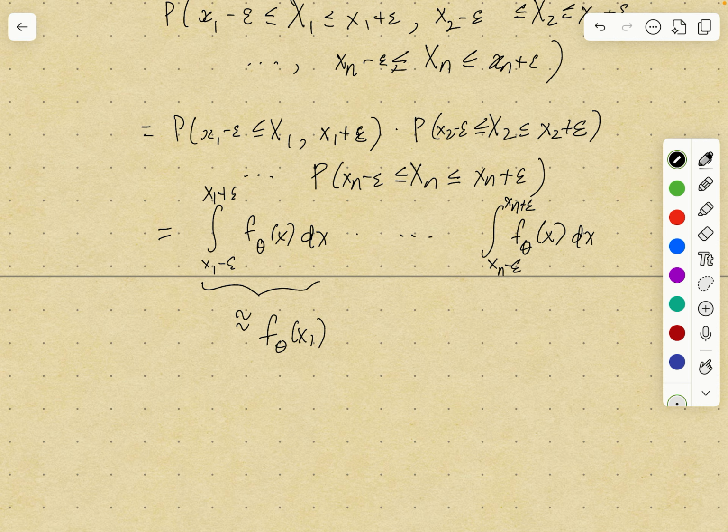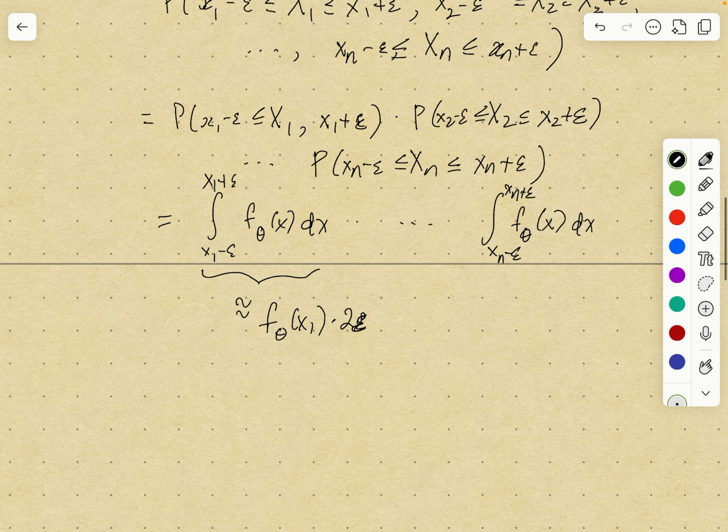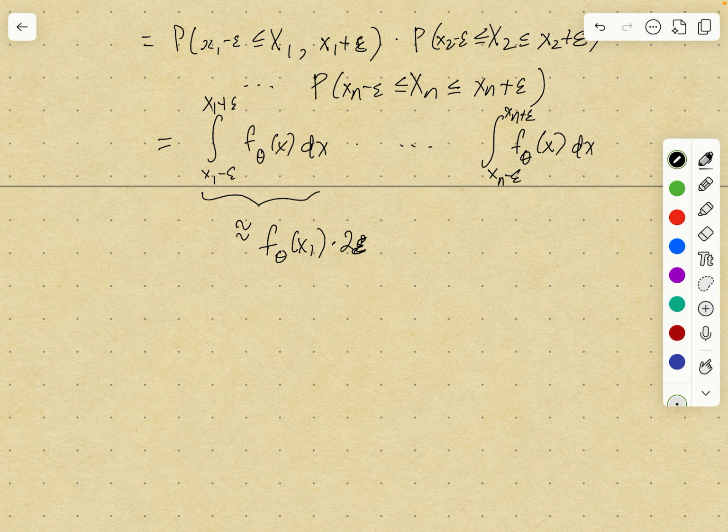Well, times 2 epsilon. Of course, it's not just that. It's that times 2 epsilon, right? Because you are integrating some function from x1 minus epsilon to x1 plus epsilon, and your function is approximately constant. Epsilon is really small, so here's x1 in the middle.